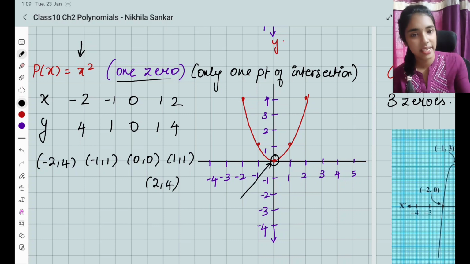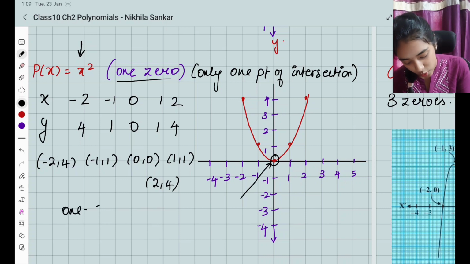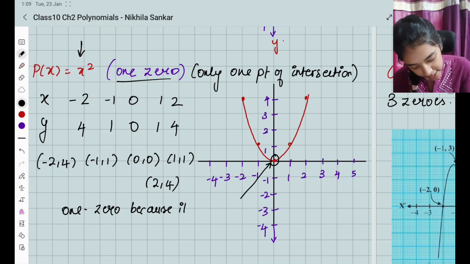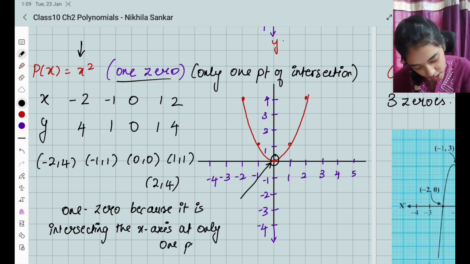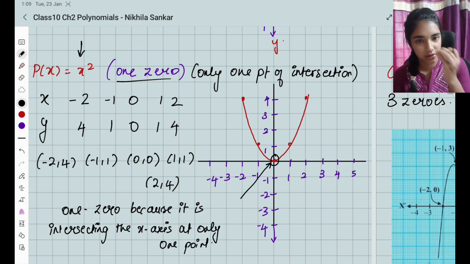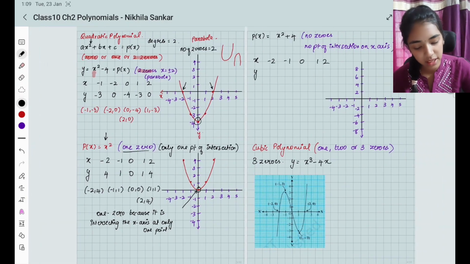புரிஞ்சுதா? x-axis ல intersect பண்ணணும். So this is going to have only 1 0. எப்படி எழுதணும்? Because it is intersecting the x-axis at only one point. இதே மாதிரி தான் previous questionக்கும் எழுதணும். At only one point. அந்த இடத்துல at 2 points எழுதணும். Okay, so 2 points ல intersect ஆகிறதுனால you have 2 zeros.